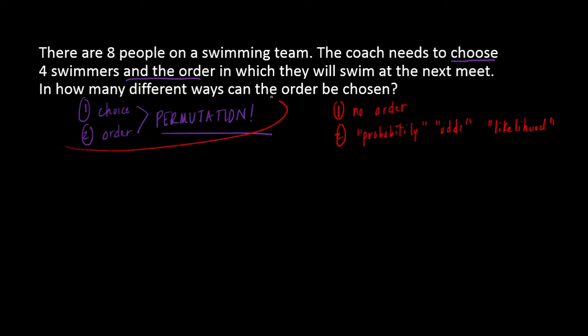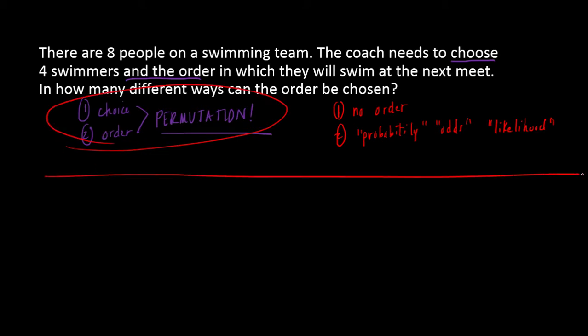But for this example, we've got permutation. So, I've got 8 swimmers. Let me draw my 8 swimmers, and I want to choose 4 of them. So of my 8 swimmers, how many different ways, if each one of them is a unique person, how many ways can I choose 4 of them?